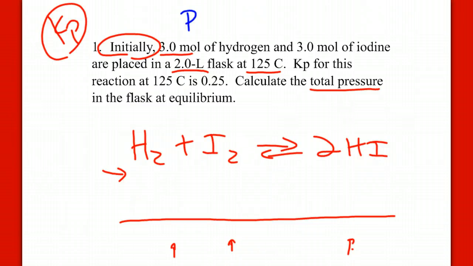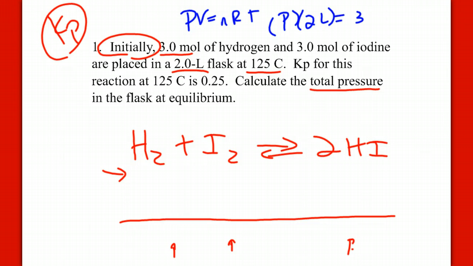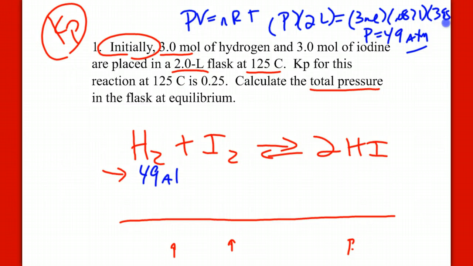So let's use the ideal gas law. We're looking for pressure. The volume is 2 liters. N is 3 moles. R is 0.0821. The temperature in Kelvin is 398. Okay, plug it in. You're going to get the pressure equal to 49. That's pretty high. 49 atmospheres. So this is our starting pressure here. Our starting pressure here. Nothing here.